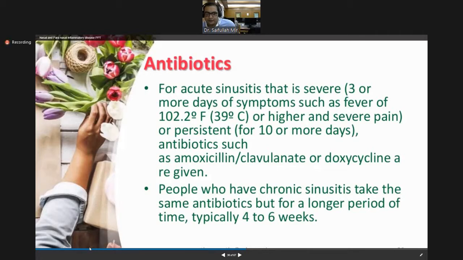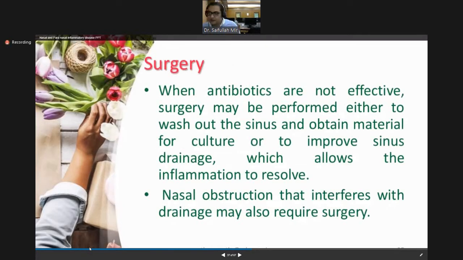People with chronic sinusitis take the same antibiotics, but typically for 4 to 6 weeks. Surgery is for when antibiotics fail or whenever there is an impending complication that you need to rule out. And also nasal obstruction that is present that needs to be addressed.